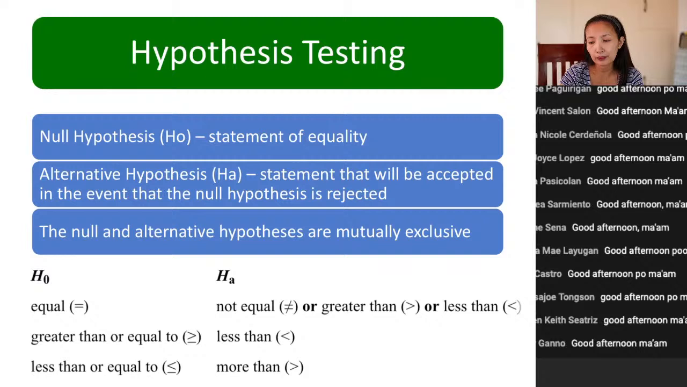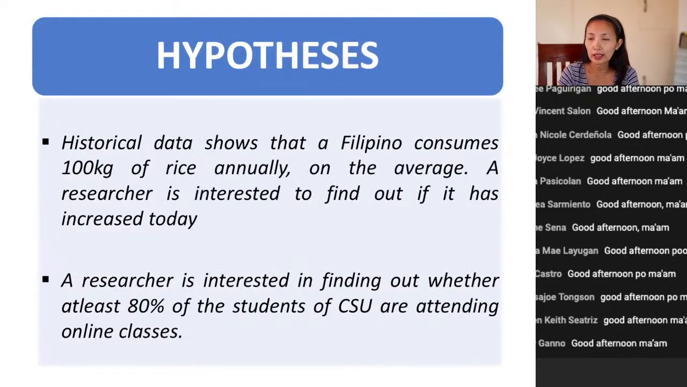Your HA, if HO is equal to, then HA is not equal to, or greater than or less than. Pwede yan. Not equal to, or greater than or less than. If your HO is greater than or equal to, then your HA is less than. Exact opposites. If your HO is less than or equal to, then your HA is more than or greater than.